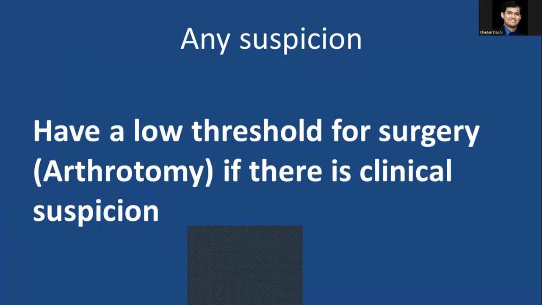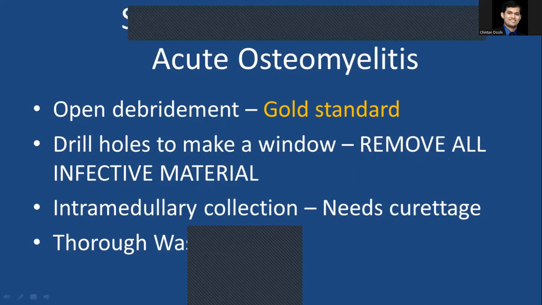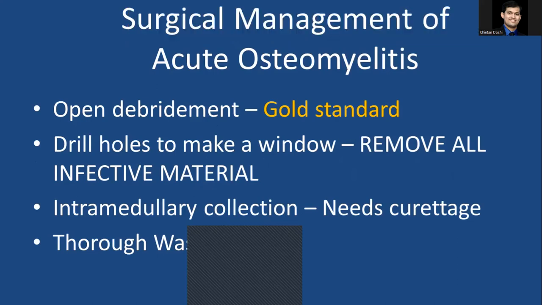For any suspicion, have a low threshold for surgery if there are any clinical signs of infection. Surgical management of acute osteomyelitis is the same. Open debridement is the gold standard. For osteomyelitis which has an intramedullary abscess or collection, we make drill holes and make a window and remove all the infected material. Again, a thorough debridement is what is needed.